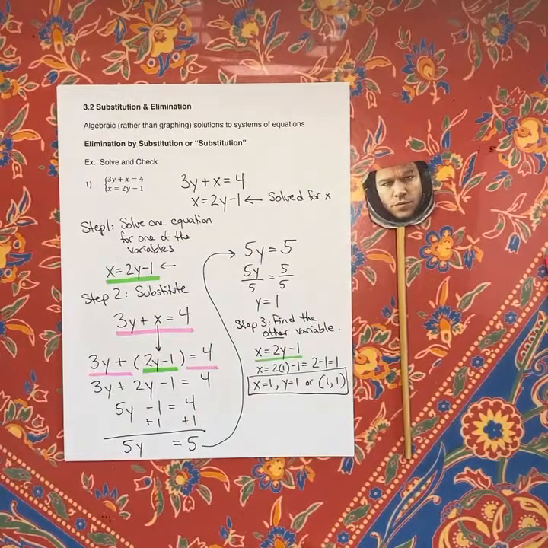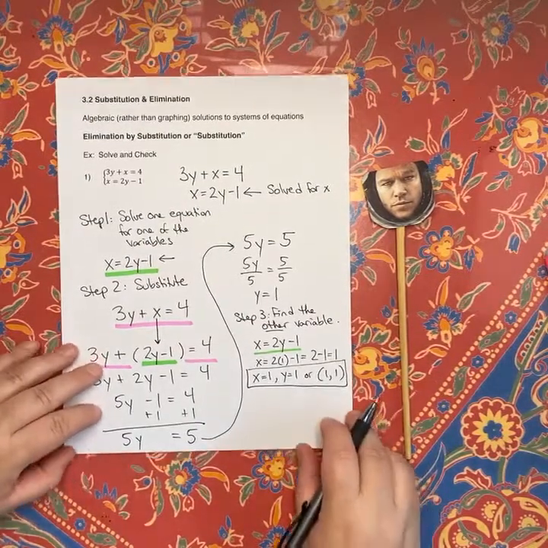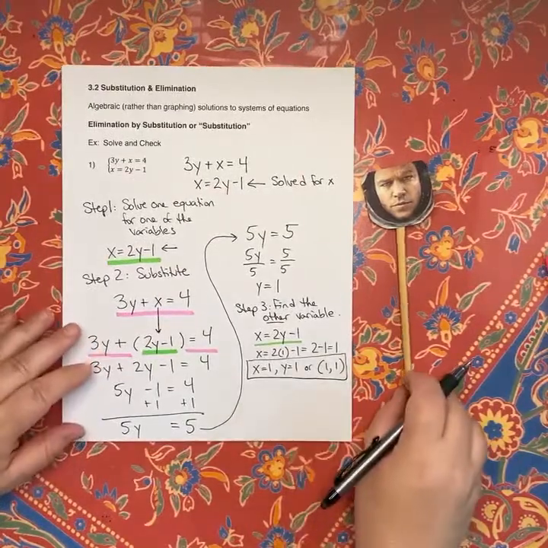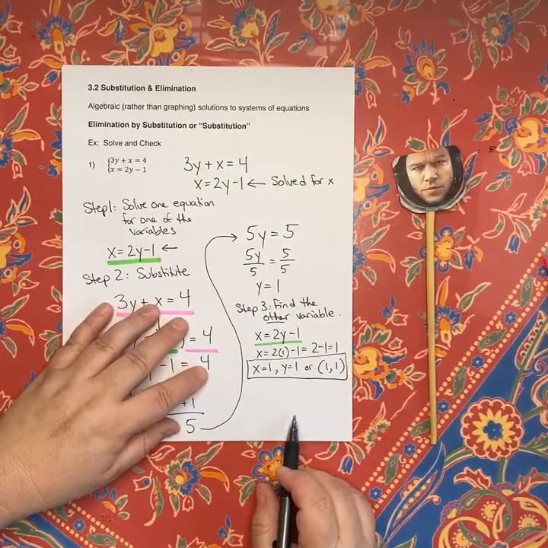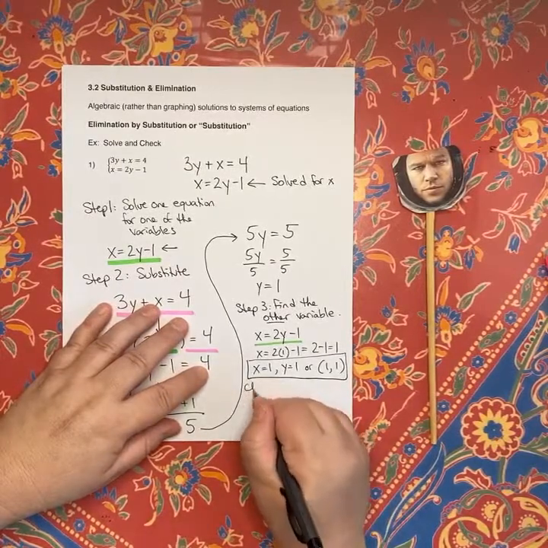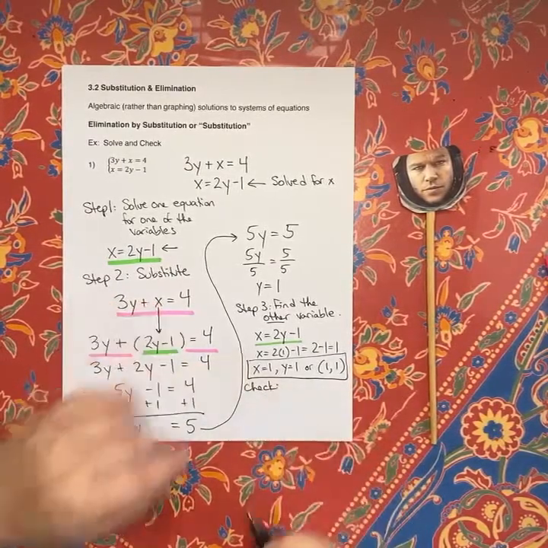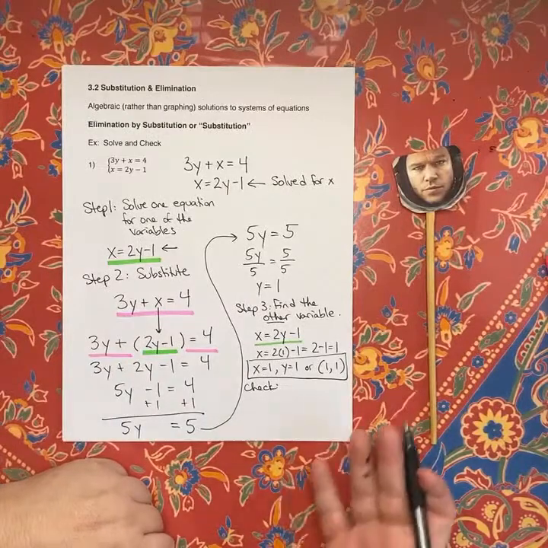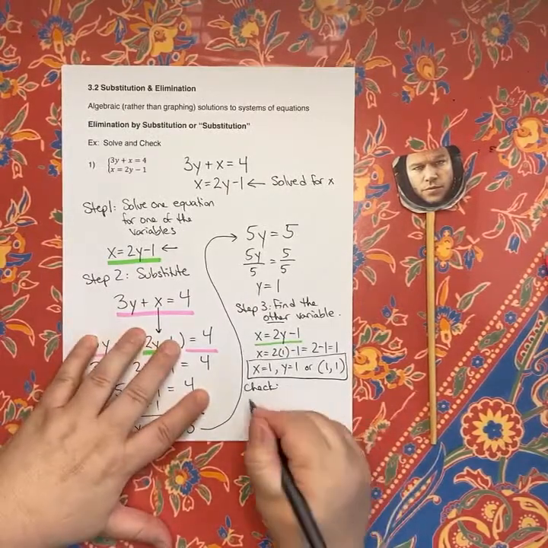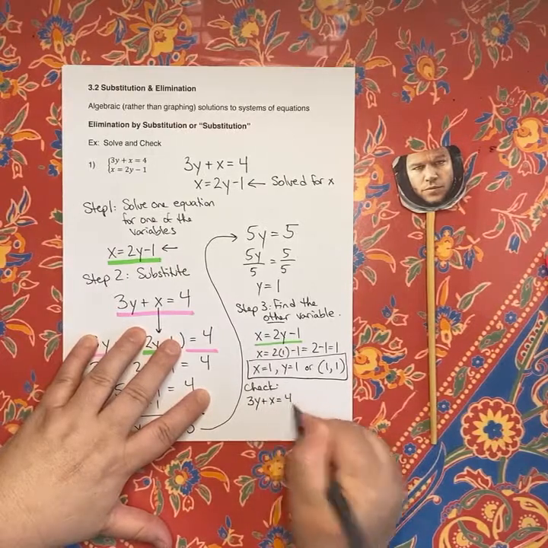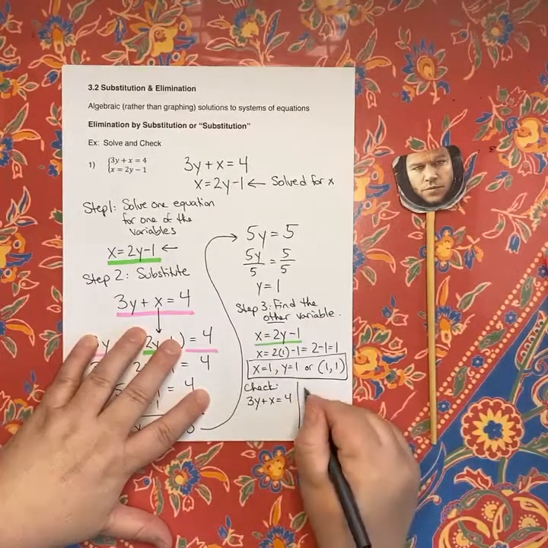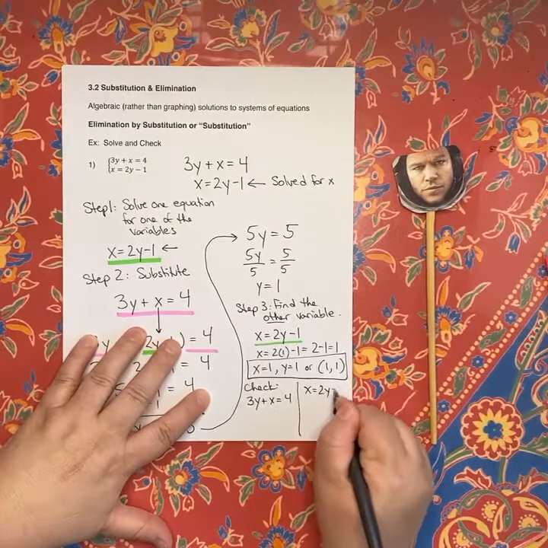Now, I don't know if I want to take you to Squishy Town. Let me see if I can fit in the check here, because if I can avoid using a second piece of paper, I'm going to try. So let's go ahead and check. Now remember, always write check when you're going to check to make it easier for your teacher to find it. I'm going to check the original equation. So 3y plus x equals 4, and x equals 2y minus 1.